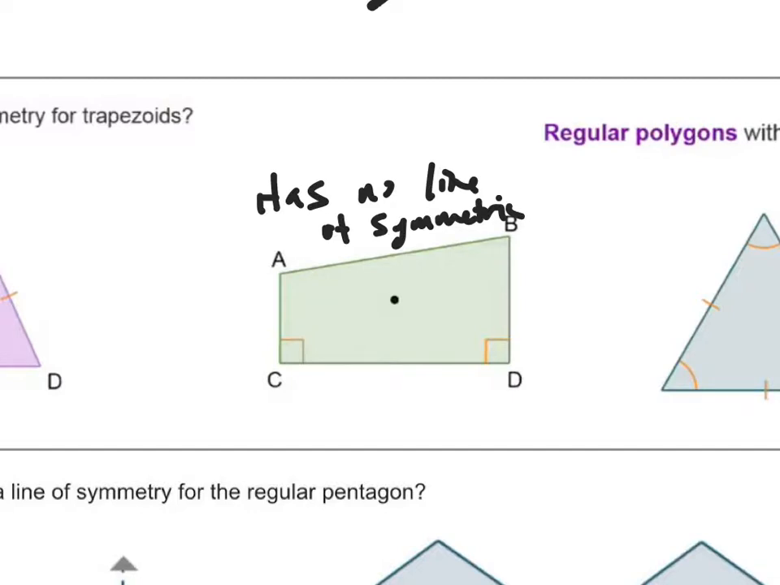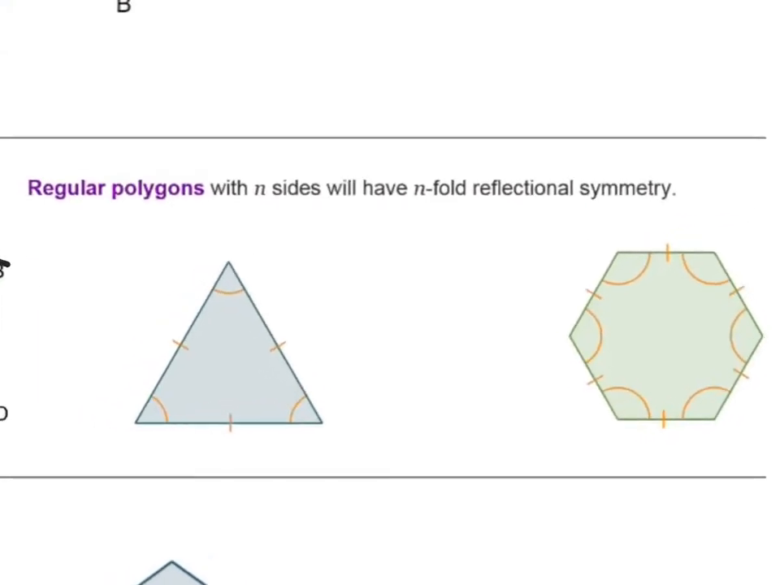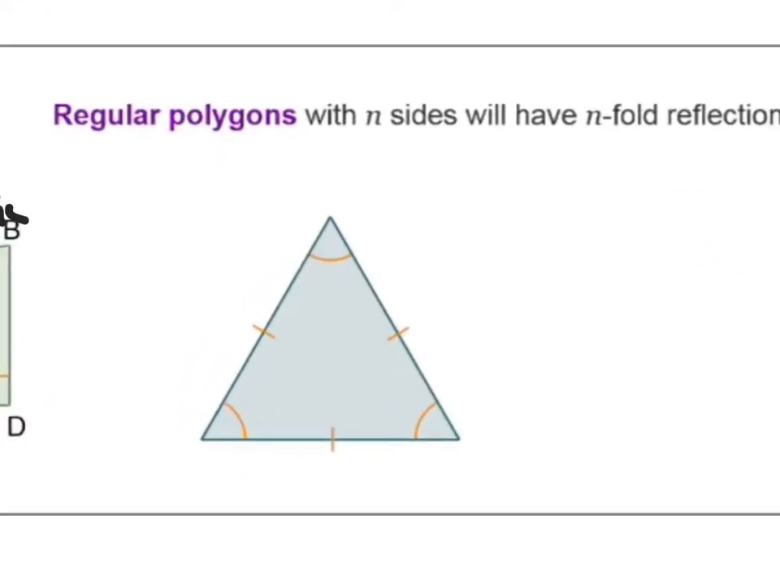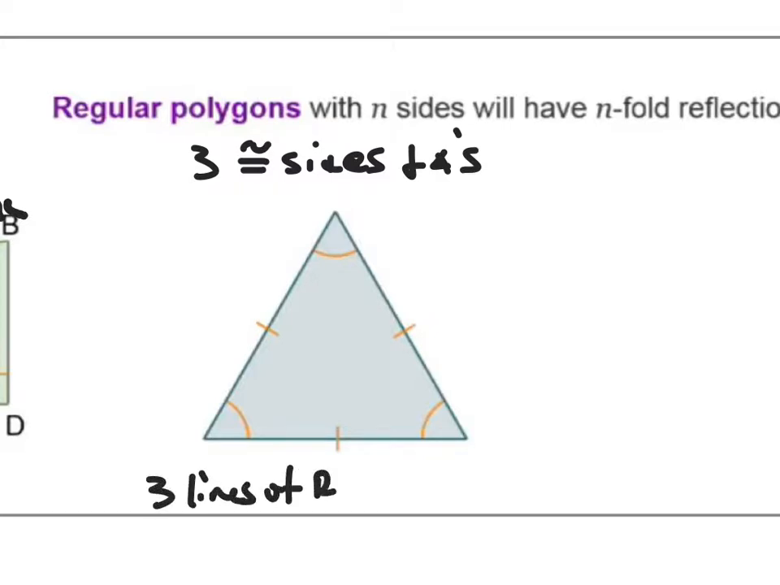Now what else is cool is that regular polygons with n sides, regular polygons meaning figures with congruent sides and congruent angles, have n-fold reflectional symmetry, and I want to talk about that. Because this triangle is a regular triangle, it has 3 congruent sides and angles, so we're going to have 3 lines of reflection.